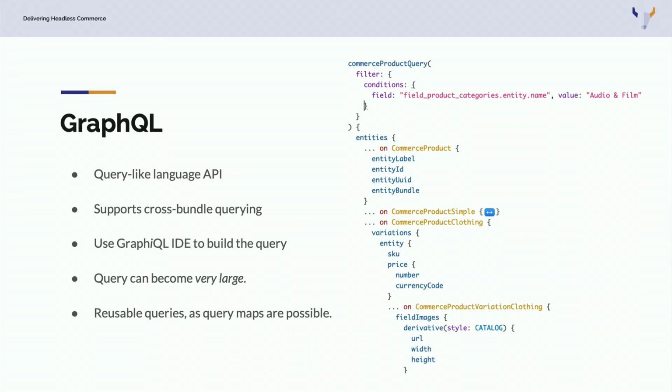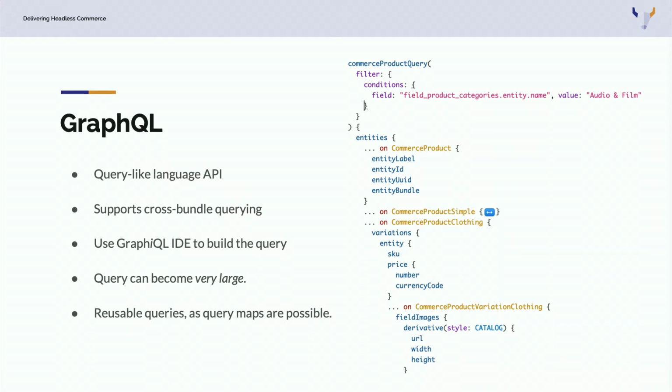Where I found that just knocked it out of the ballpark, and that's why the demo uses GraphQL, is GraphQL. So it's a query-like language API. As you can see up here, I say commerce product query. I gave it some filters, like I wanted it to be from the audio and film category, and then I just kind of fleshed out my query a bit.